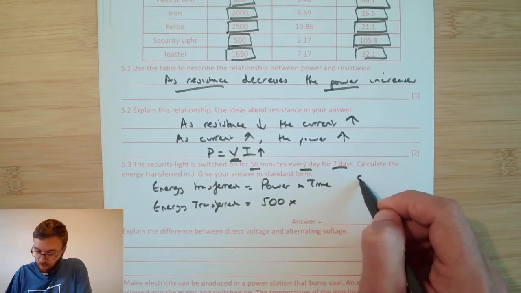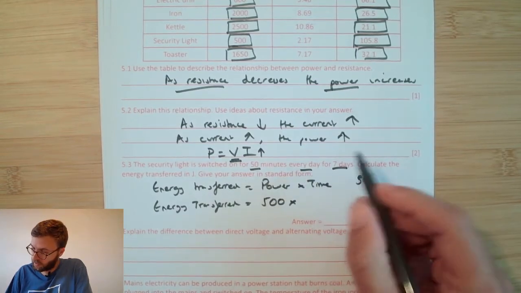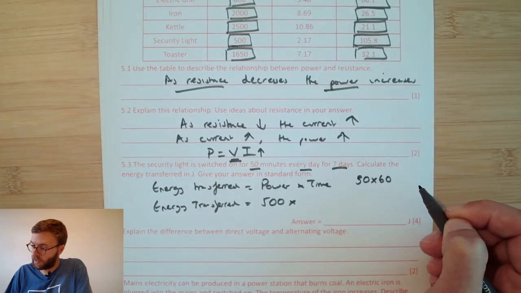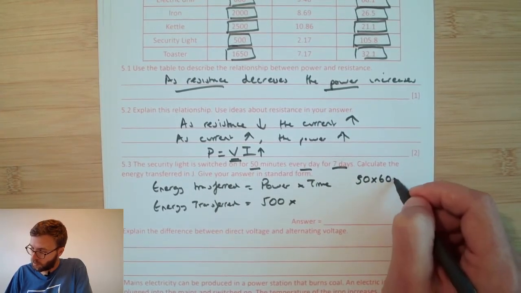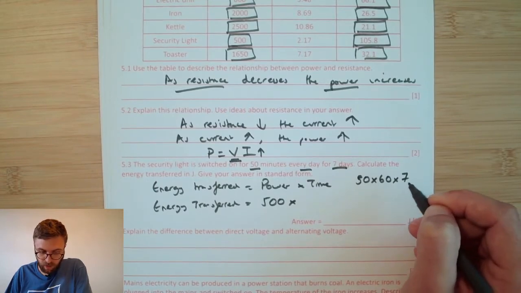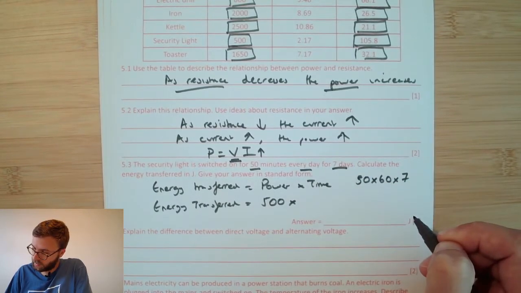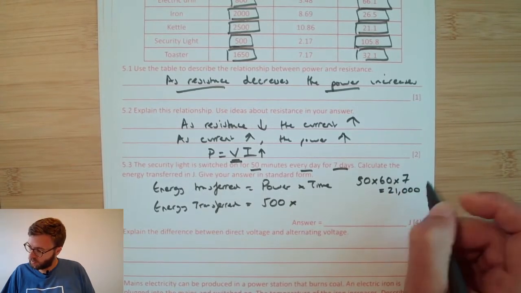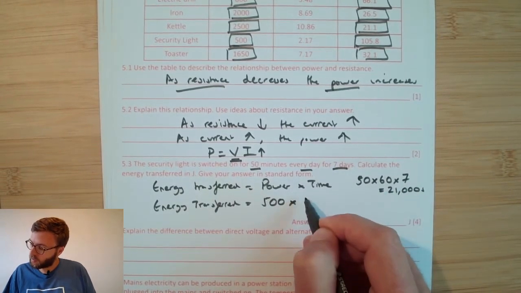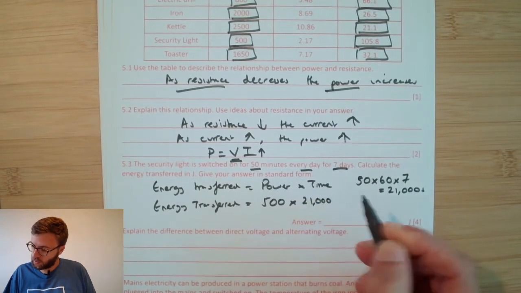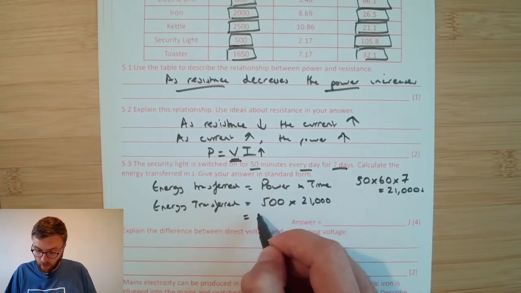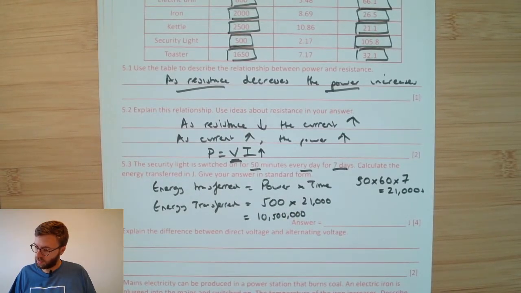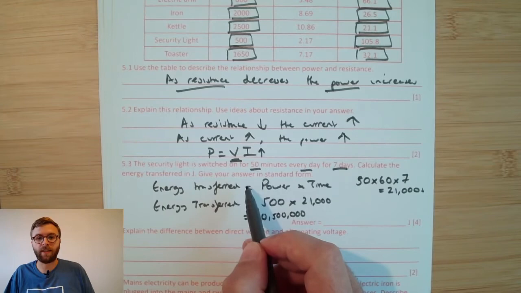So we want to do 50, which is our time in minutes, times by 60 to give us our answer in seconds, multiplied by 7, as it's on every 7 days, which gives us 21,000 seconds. So we're going to multiply 500 by 21,000, and if we work that out, we get 10.5 million joules.